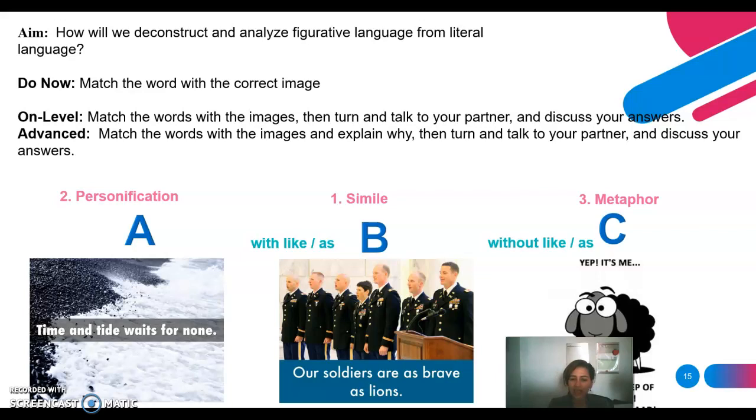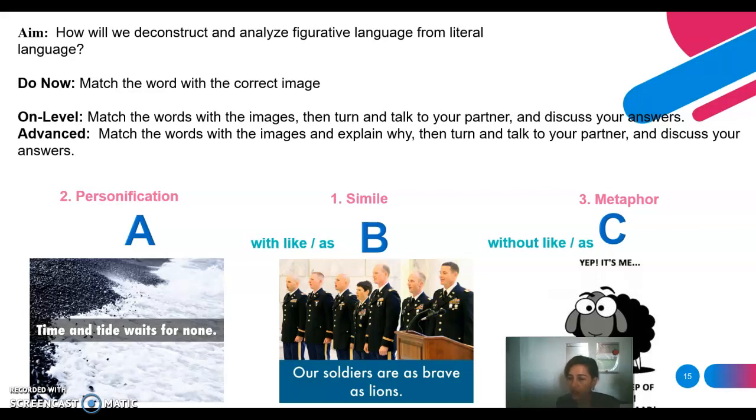B is the simile, okay? Here there are 2 comparisons. Our soldiers are as brave as lions, okay? Now this is the simile because there are 2 things being compared. Soldiers and lions, okay? Now let's move on to the last one.